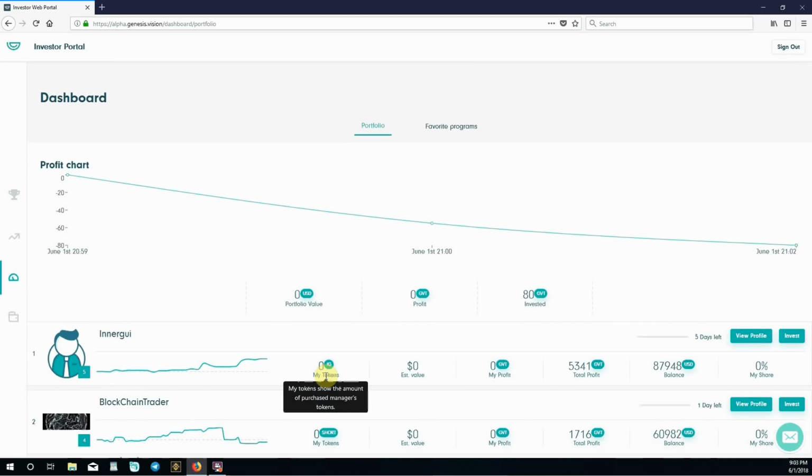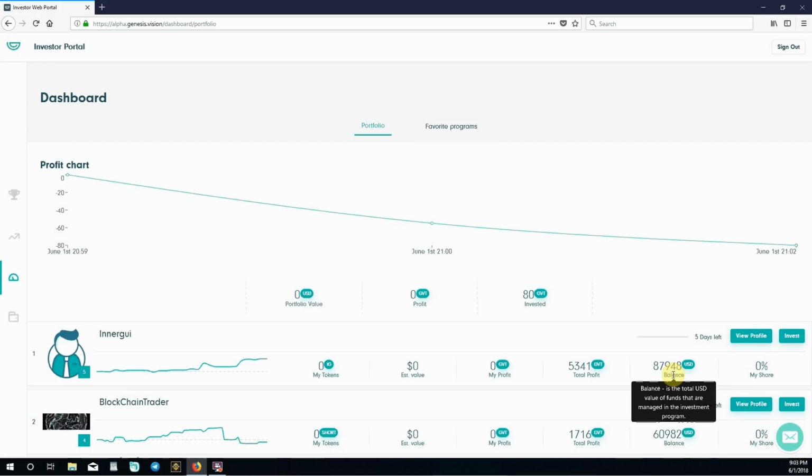My tokens show the amount of purchased manager's tokens. So however many the manager has, this is what we bought into. For this one would be 55. For this one, when both of these process, it will show up, and this one will be 25. Estimated value is the estimated US dollar value of your tokens from this investment program. My profit is the total profit that you earn from this program. Total profit is the all-time manager's profit. So this is how much they've made, not how much you've made.